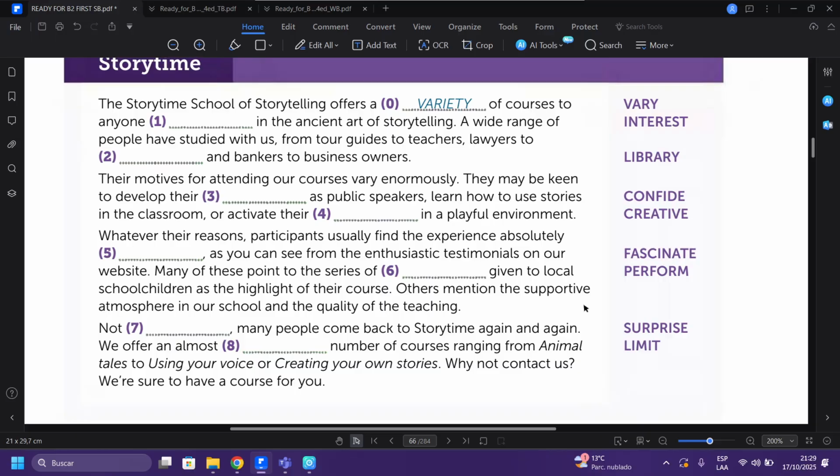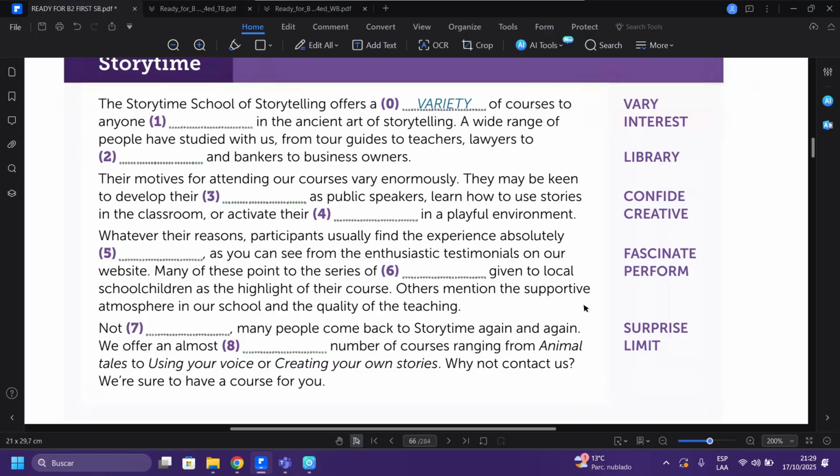They may be keen to develop their, and we have confidence. Confidence, perfect, as public speakers. Learn how to use stories to develop their creative, sorry, I'm wrong. Learn how to use stories in the classroom or activate their creative. Creative.